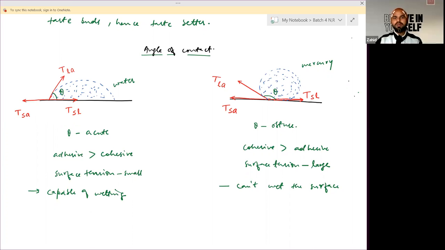So you'll be asked whether water or mercury can wet the surface or not. Wetting a particular surface will depend upon adhesive force and cohesive force, or you may say depend upon surface tension. If adhesive force of liquid is strong enough, then it will have a tendency to spread over it easily and can wet the surface.